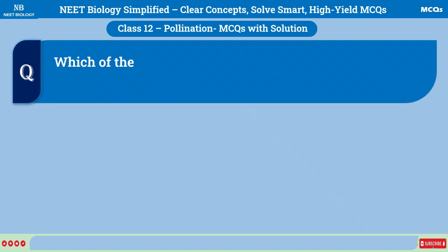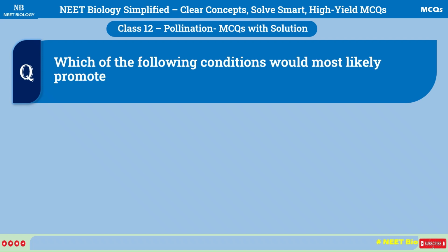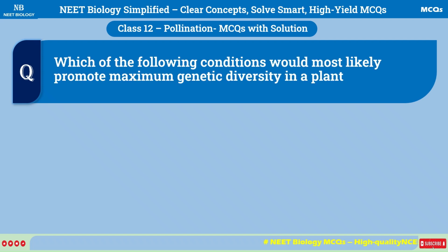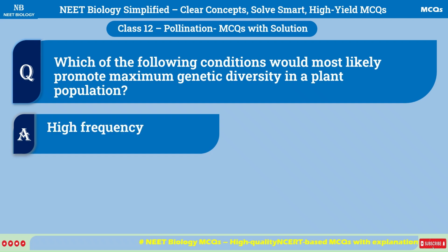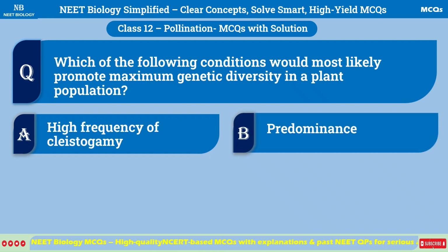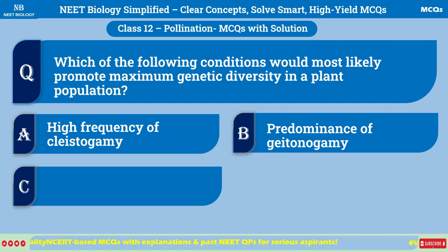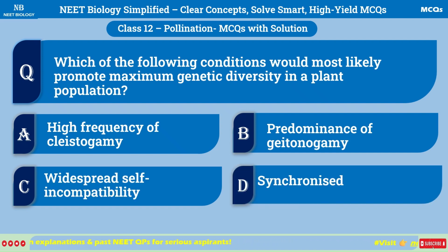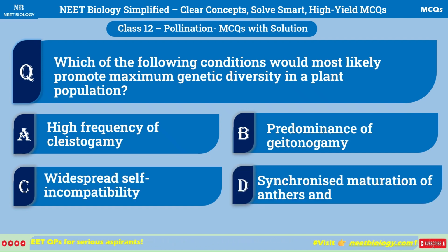Which of the following conditions would most likely promote maximum genetic diversity in a plant population? A. High frequency of cleistogamy. B. Predominance of geitonogamy. C. Widespread self-incompatibility. D. Synchronized maturation of anthers and stigmas.